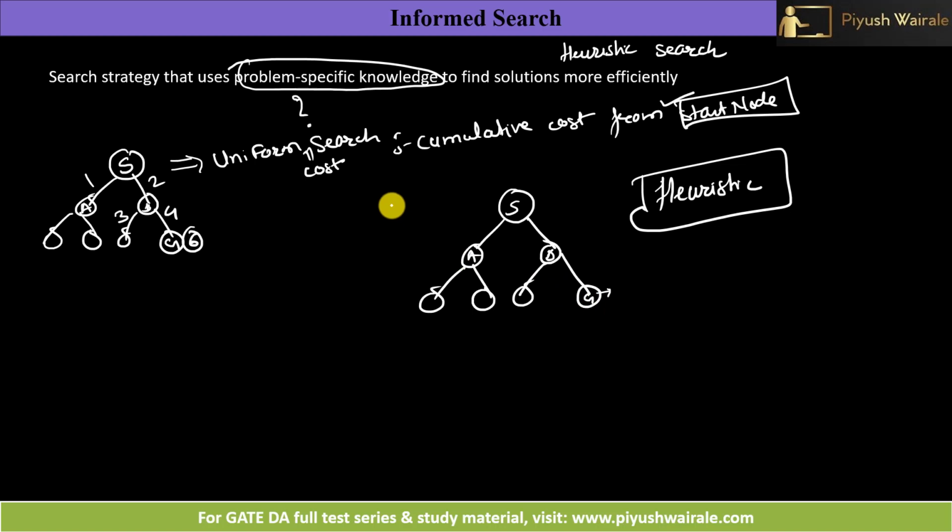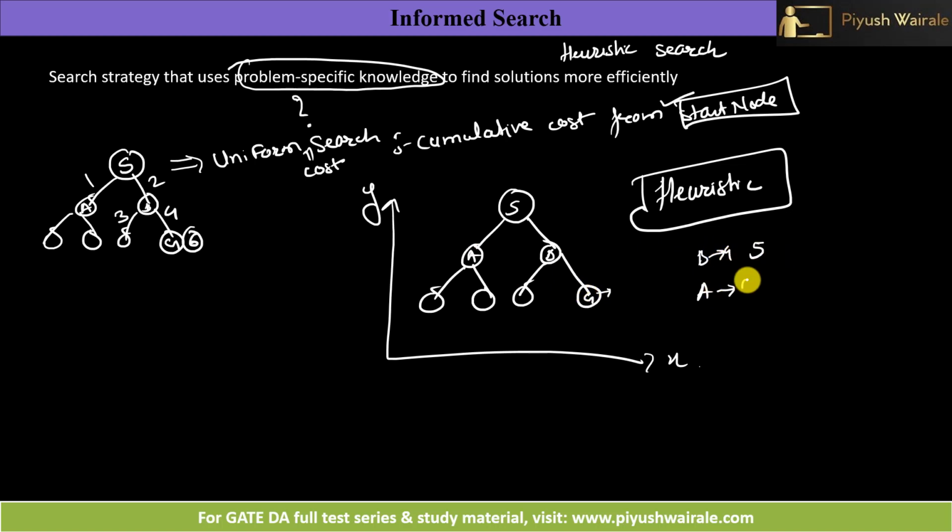For example, this is my 2D graph, with an x-axis and a y-axis, and this is my starting point. Suppose I know the distance between B and G and between A and G. If I go by B to G, it will take around 5 units, and if I go by A to G, it will take around 7 units. Now we have some information that if I go by this particular path, it will take less, either in terms of time or cost.